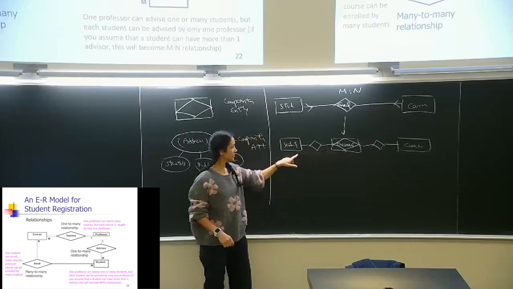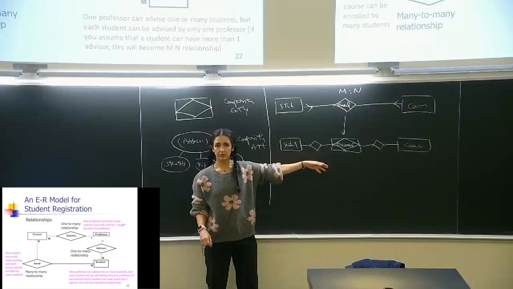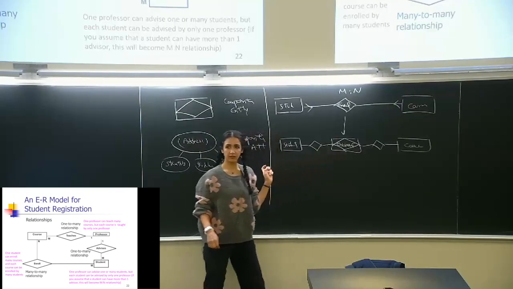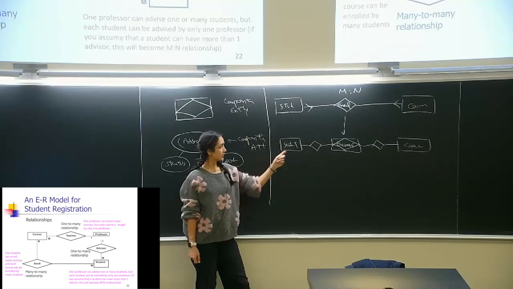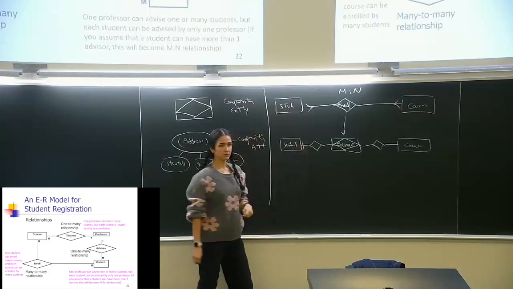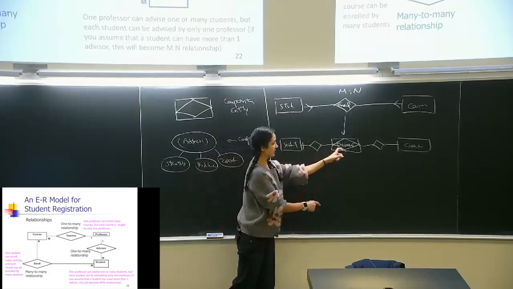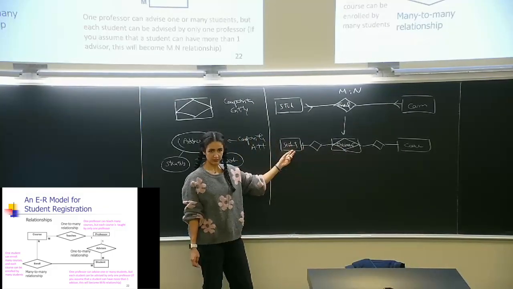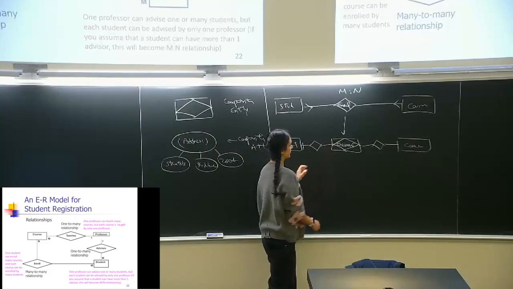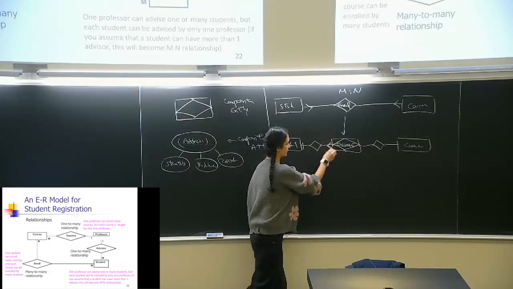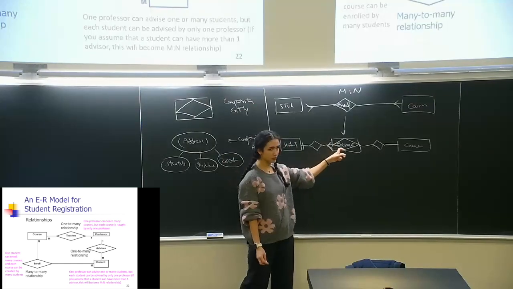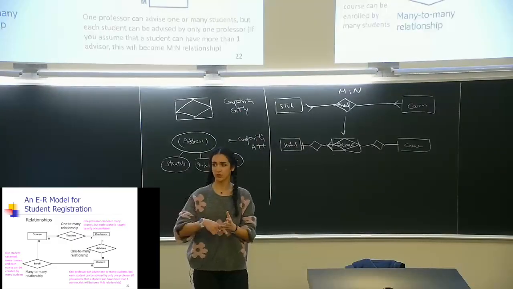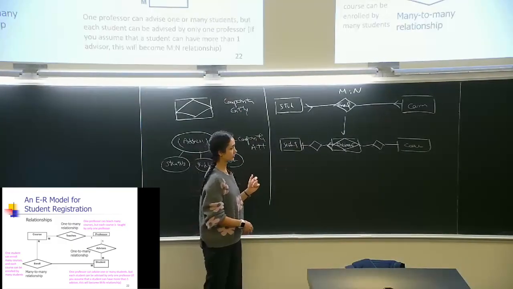And what is the type of relationship here between a student and enrollment? One-to-many, right? Which side is one, which side is many? Is this one? Yes, because each enrollment is related to only one student, right? And what about this part? Many, right? Because each student can have one or more enrollments. You can have several enrollments, one for database, one for another course, and so on.